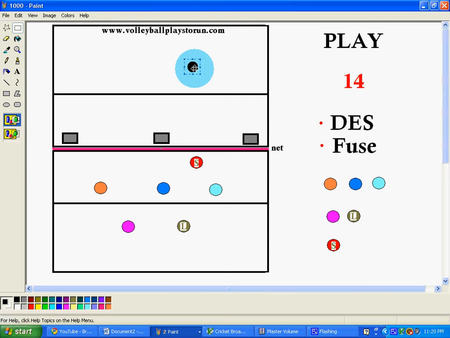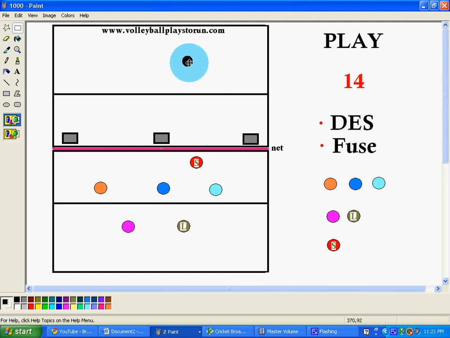This is play 14. This is when you recognize there's going to be a short ball when they serve. Now this is between the middle front and the right front, okay? Because the setter is not yet in position, it's too short. So they serve the short ball. The middle front is actually going to set it right here, so this player, the right front, can hit it in between the two blockers. That's the first type of play 14.